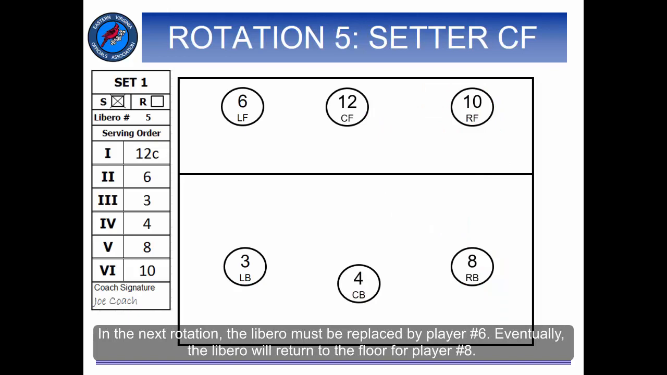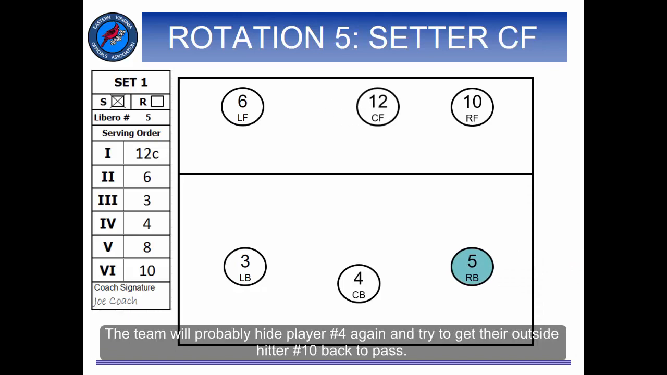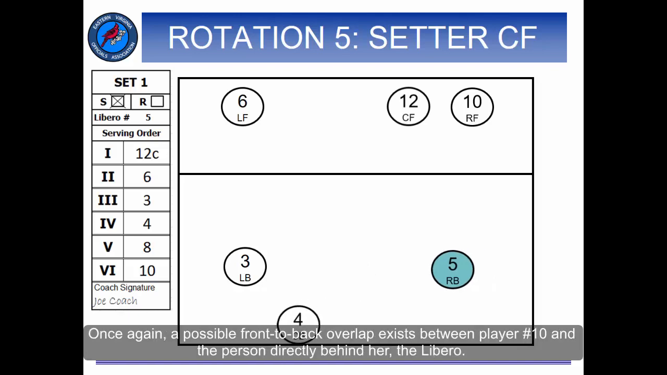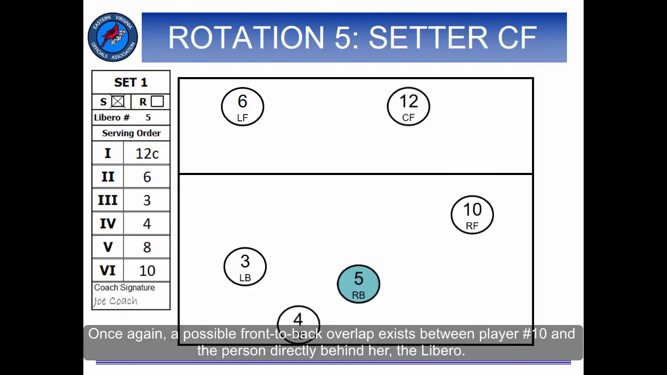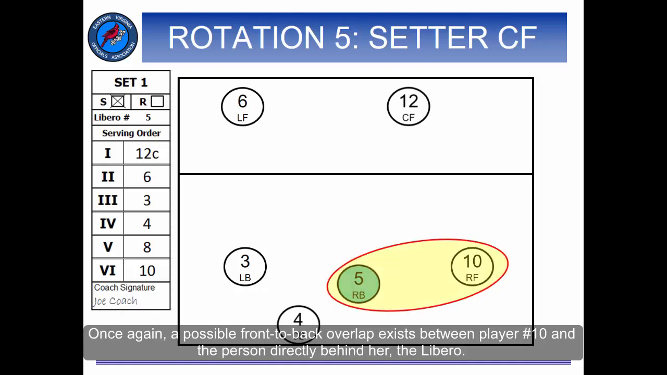In the next rotation, the libero must be replaced by player number 6. Eventually, the libero will return to the floor for player number 8. In this position, the setter is very close to the target position and may not have to move much at all. The team will probably hide player number 4 again and try to get their outside hitter, number 10, back to pass. Once again, a possible front-to-back overlap will exist between player number 10 and the person directly behind her, the libero.